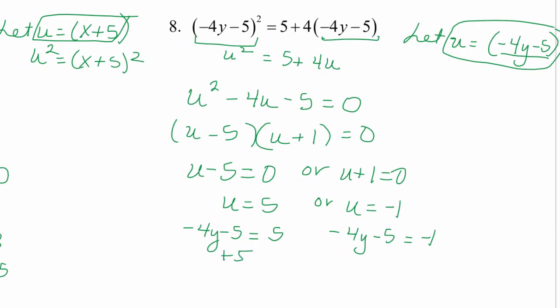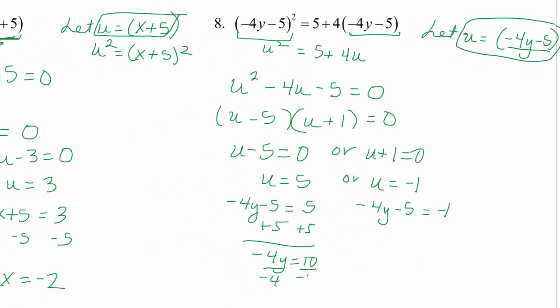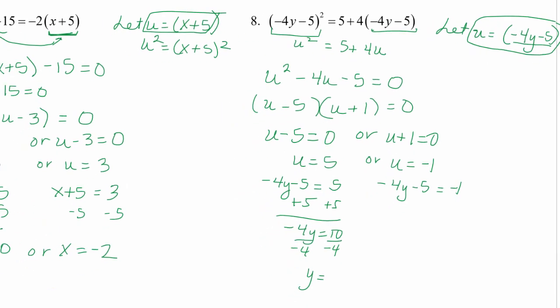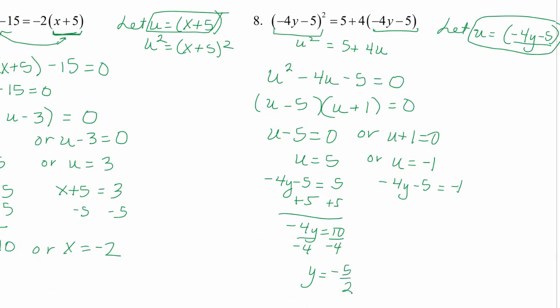So add 5. Divide by a negative 4 and reduce the fraction. So we have y equals negative 5 halves. And here we're going to add 5. Negative 4y equals 4. Divide by negative 4. Y equals negative 1. So our two answers, negative 5 halves and negative 1.